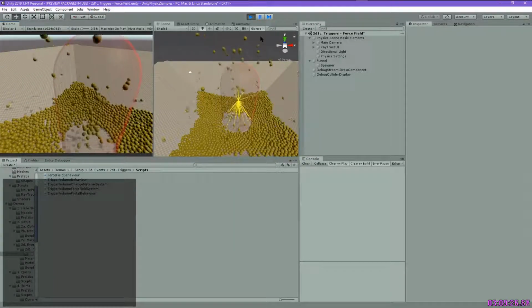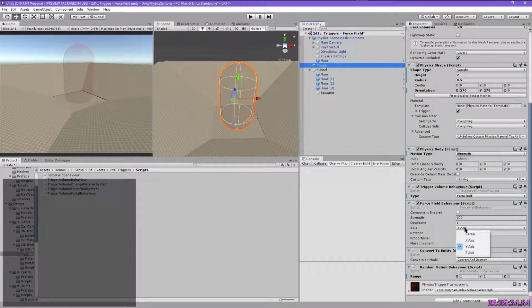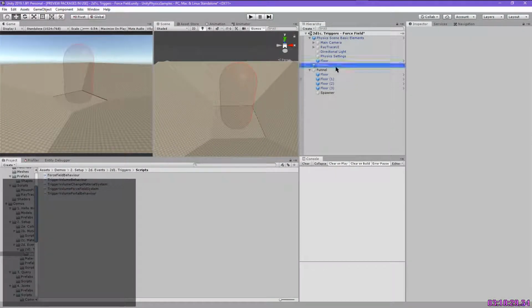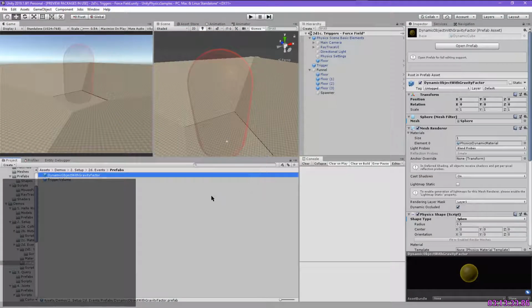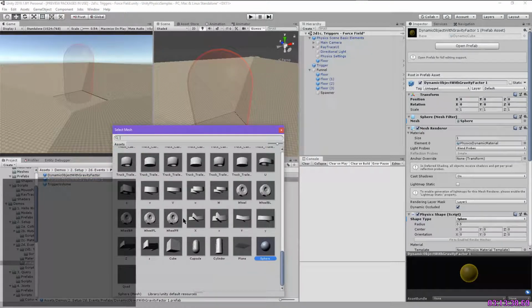So this is apparently the y-axis. Whatever that means. Let's switch it to x-axis. Nope. I don't get what that does. Let's make this with cubes instead, so we can see the rotations of the cubes.